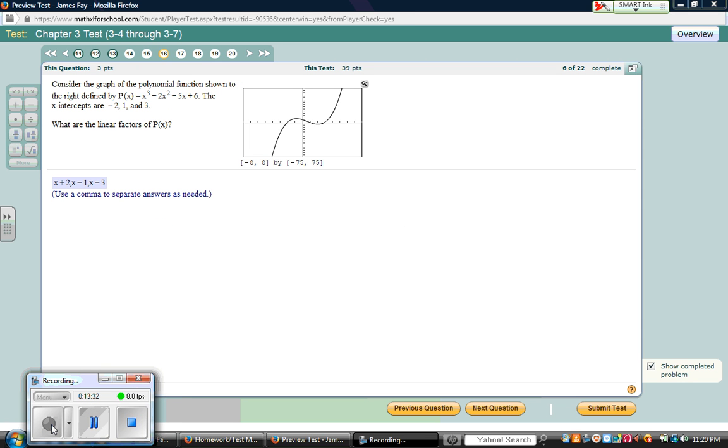Okay, so let's consider the graph of the polynomial function to the right, defined by p of x. The x-intercepts are negative 2, 1, and 3. What are the linear factors? Not a whole lot of math here. If these are the zeros, working our way backwards, the factors are x minus those. So x minus negative 2 is x plus 2, x minus 1 is x minus 1, and x minus 3 is x minus 3. If I were to distribute those, multiplying out, I get x cubed minus 2x squared minus 5x plus 6.